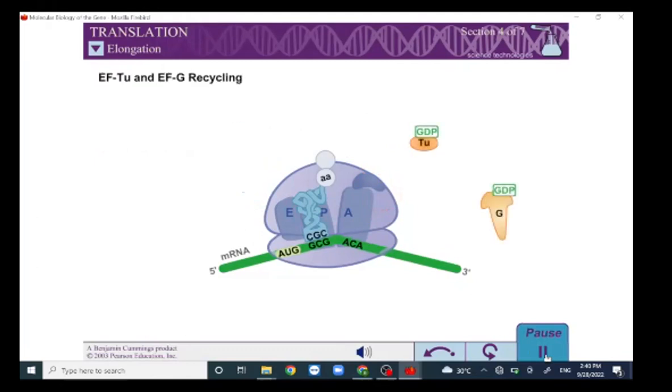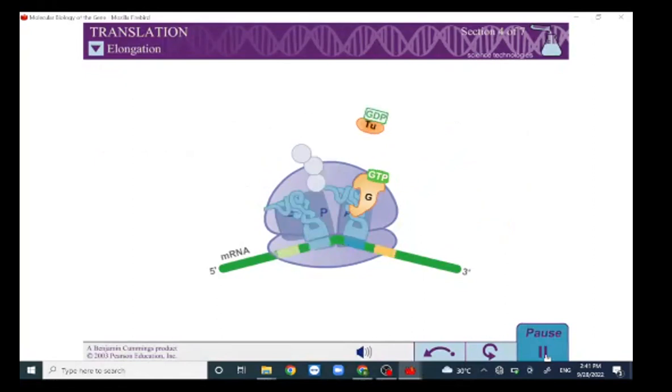So you're going to have these TU and G factors continuously get recycled. It's going to continuously get recycled. This is what you all should remember.